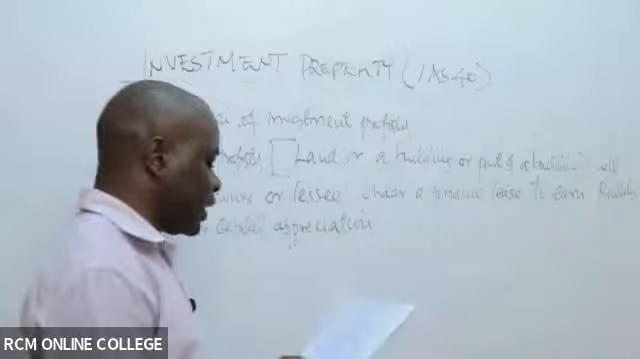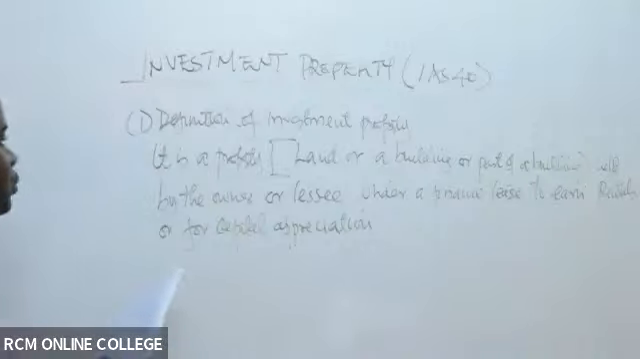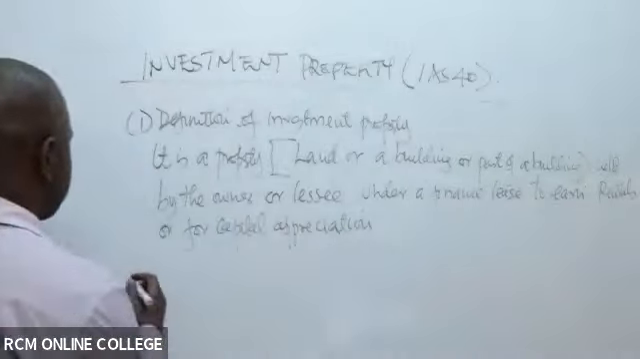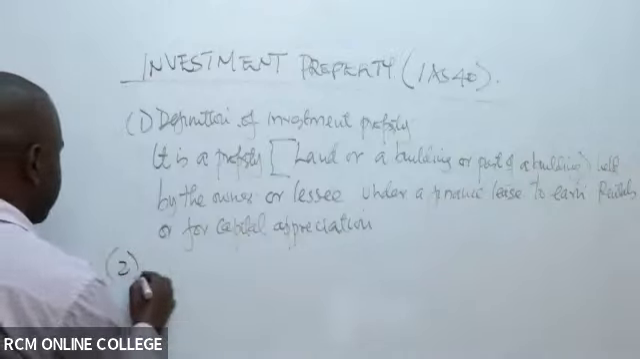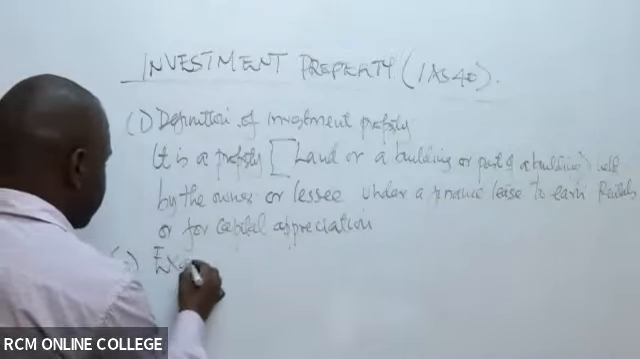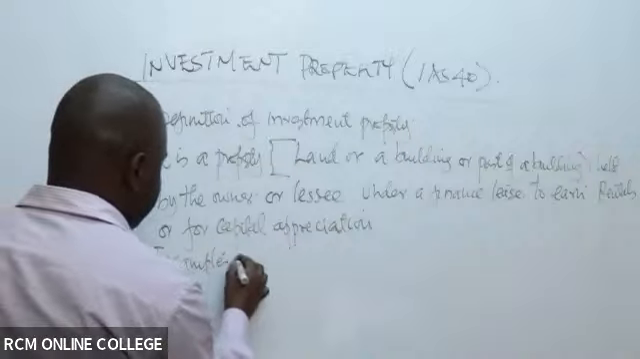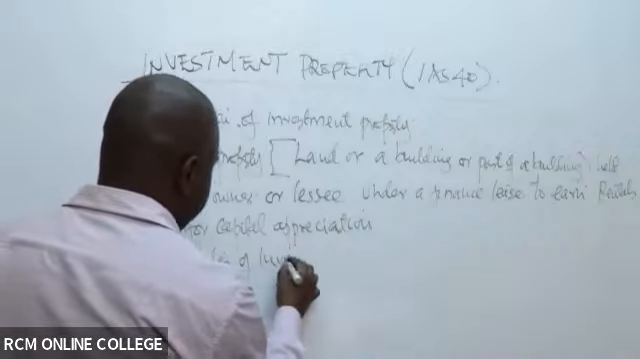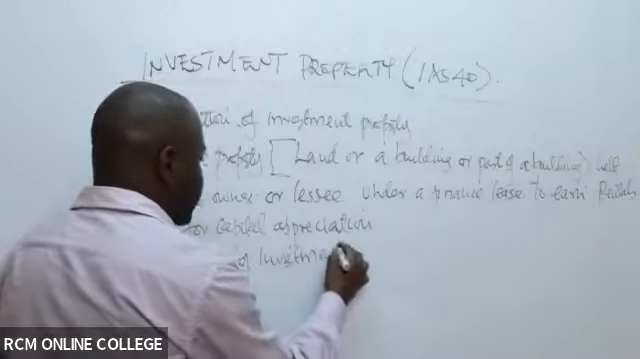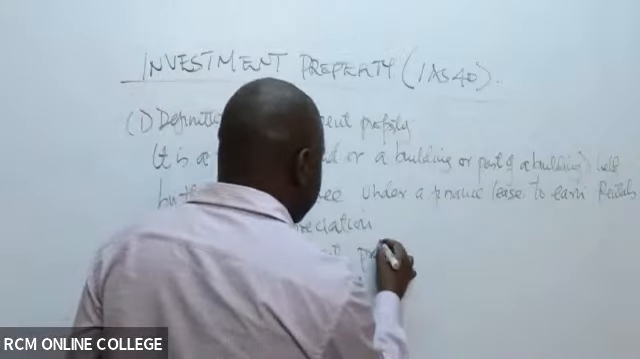So that is what we mean by an investment property. So we can give examples. What are the examples? Number 2, key examples of investment property.